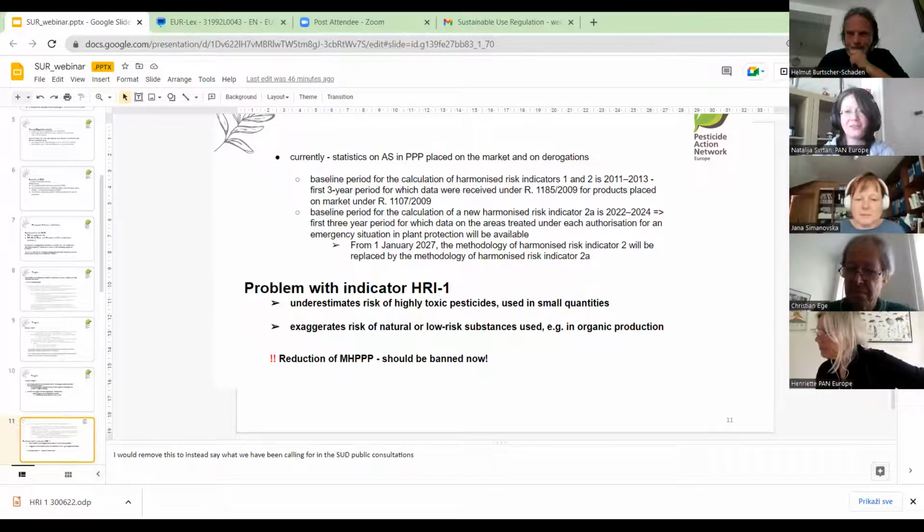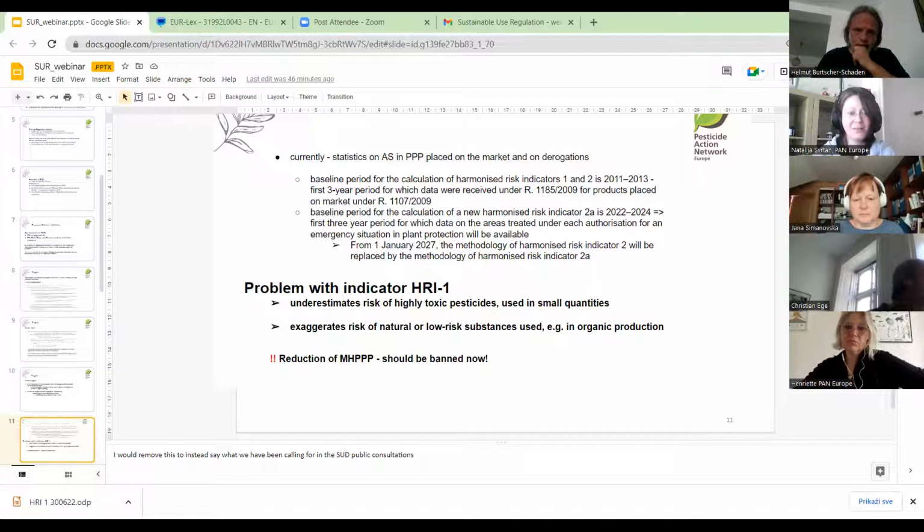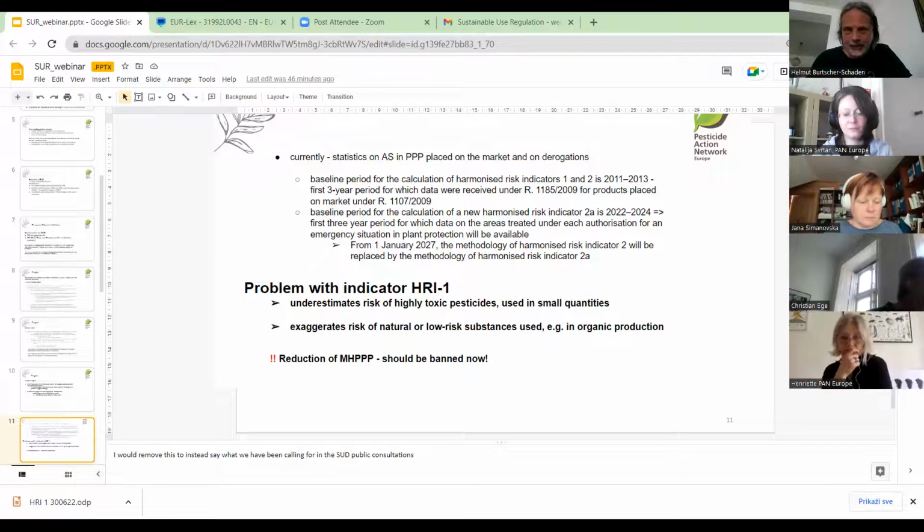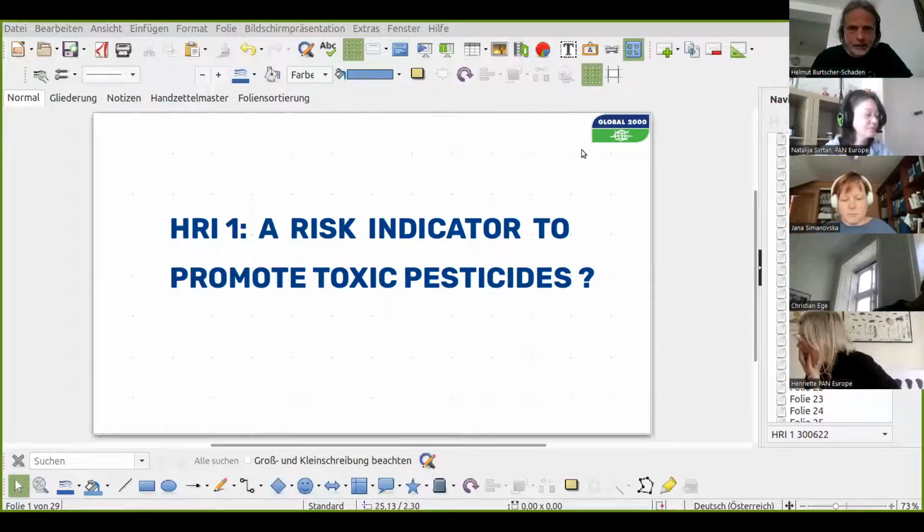Okay, I will now give the floor to Helmut to tell us all about the Harmonized Risk Indicator and the consequences we will have if the regulation continues to use this indicator. Helmut, please. Okay. I have prepared a presentation that I want to share. So maybe you have to unshare before. So that I can try to. Yep. So where is it? Okay. Can you see the presentation?